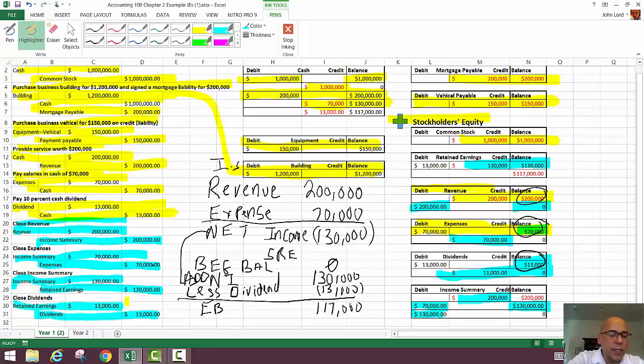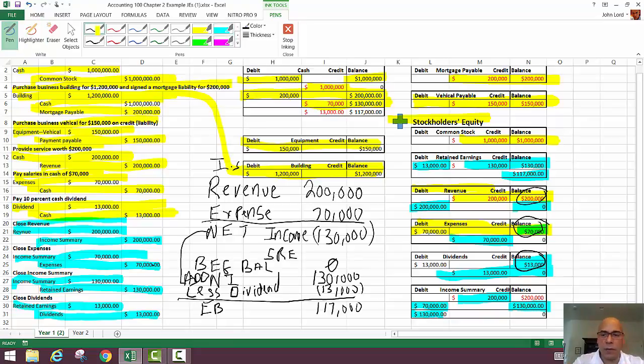It's an equity account. To reduce it, you debit it, and I debit the retained earnings for that $13,000. I'm paying that out of my retained earnings. I want to reduce that, and now I have this credit of $117,000 sitting in my retained earnings. So now I'm ready for my balance sheet.